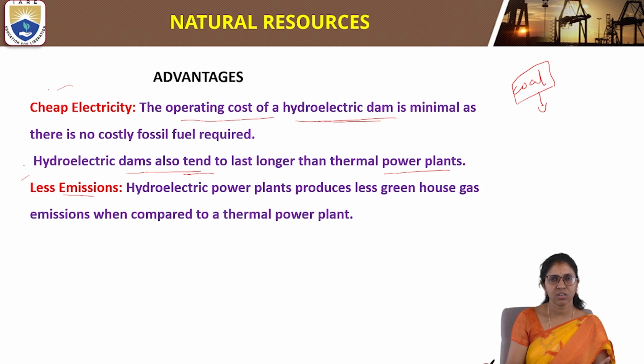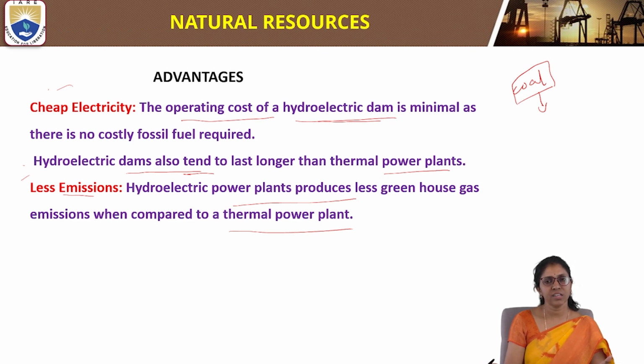hydroelectric power plants is fewer emissions. A hydroelectric power plant produces fewer greenhouse gas emissions when compared to thermal power plants. In thermal power plants, coal or other fossil fuel produces harmful gases and greenhouse gases into the atmosphere, whereas hydroelectric power plants cannot produce a high amount of greenhouse gases. They produce only a small amount into the atmosphere.